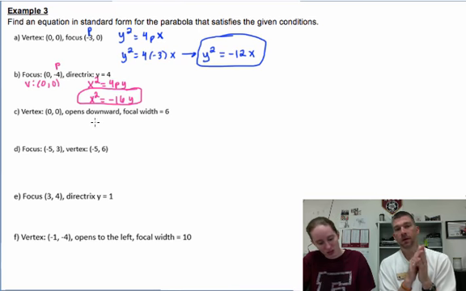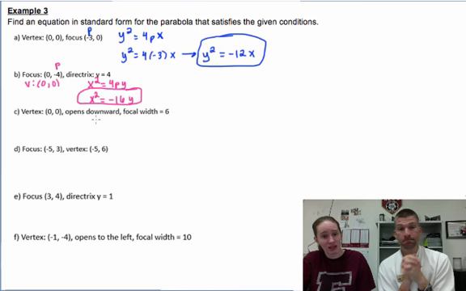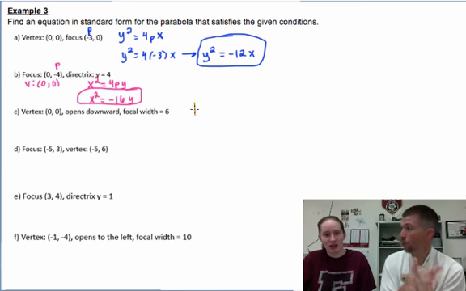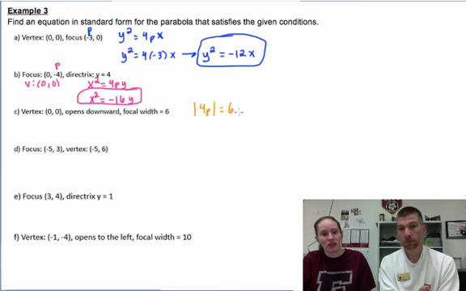Vertex is (0, 0). It opens downward, so that tells us which column to look at. And it also tells us what p is going to be. p is going to be negative. Exactly, and that's helpful because this focal width is 6. That's the absolute value of 4p. So this could end up being either a positive 3/2 or a negative 3/2, but because they told us it opened downward, we know it needs to be negative. If you open left or down, p is going to be negative.